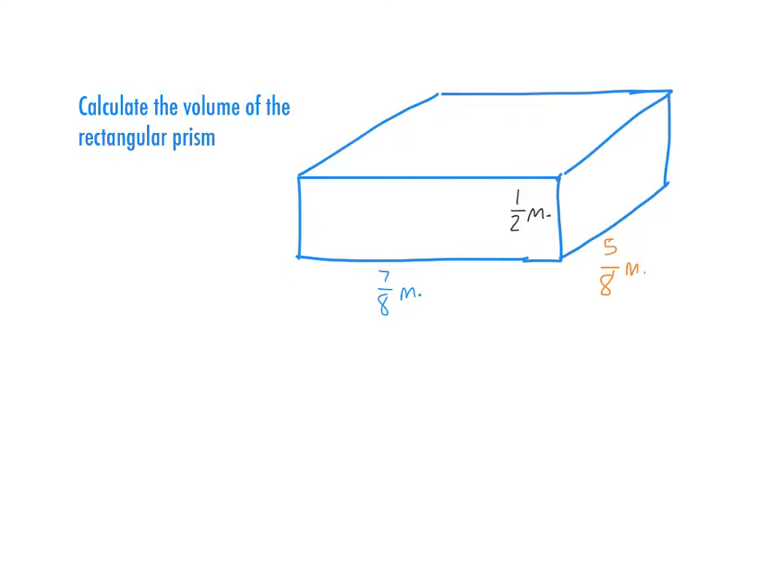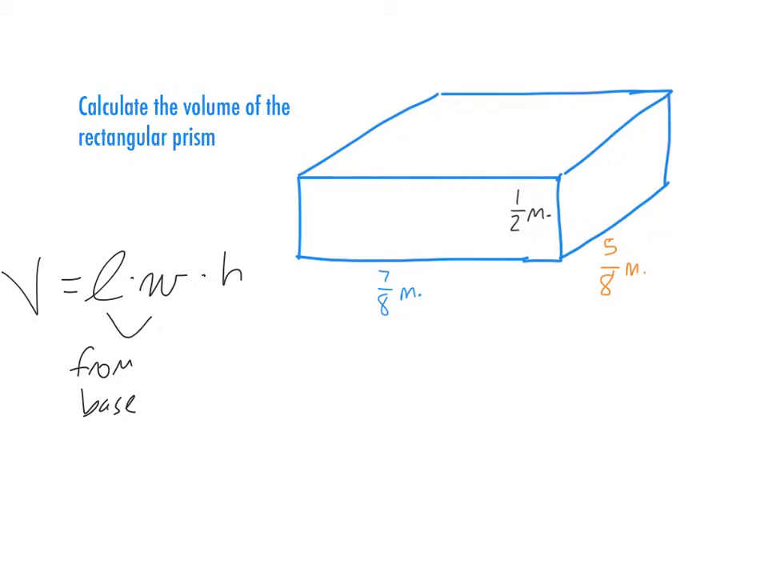Alright, so we have this prism here, and we're going to calculate the volume of it. It's 7/8 by 5/8 by 1/2, okay? So how do you find the volume of a rectangular prism? Well, the volume is going to be equal to length times the width, and those two things come from the base, times the height. And then the height is pretty self-explanatory. It's the height of the prism.